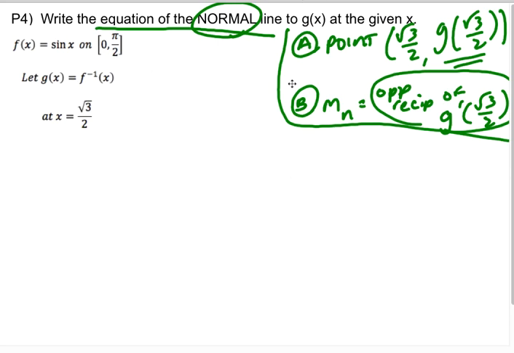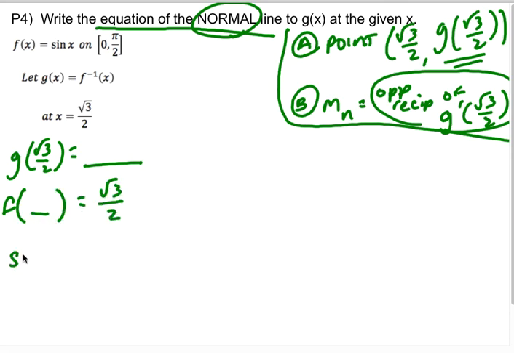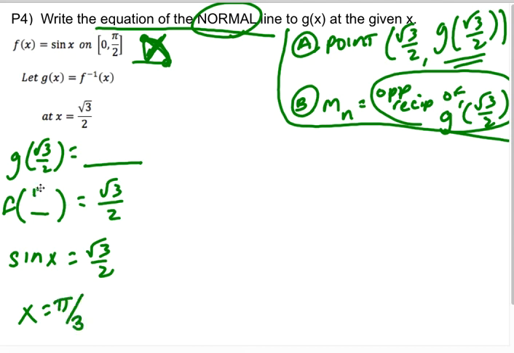Okay, so let's go ahead and start with our g of root 3 over 2. So g of root 3 over 2 equals some blank space is the same thing as saying f of whatever that mystery value is equals root 3 over 2. So you're being asked, when is sine of x equal to root 3 over 2? And notice that the interval we're talking about is quadrant 1, right? You were given 0 to pi over 2. So the spot you want is this pi over 3 right here. So my x is going to be pi over 3, which means that if I work backwards, g of root 3 over 2 is pi over 3. So that's my point, right? Root 3 over 2 comma pi over 3.